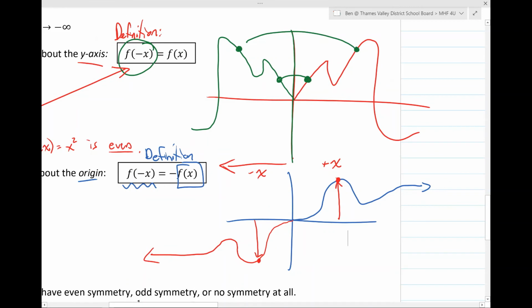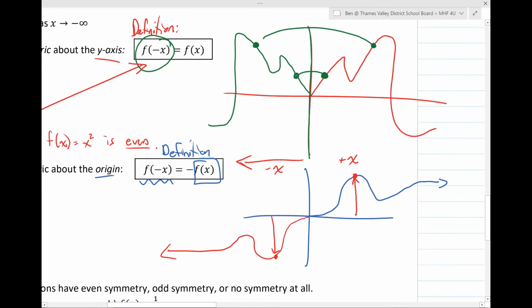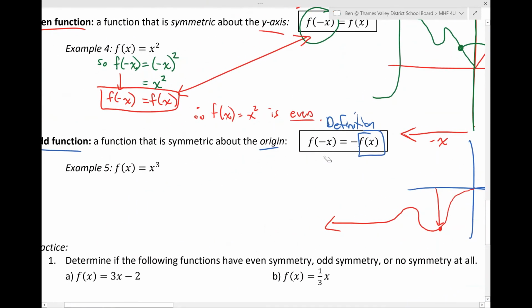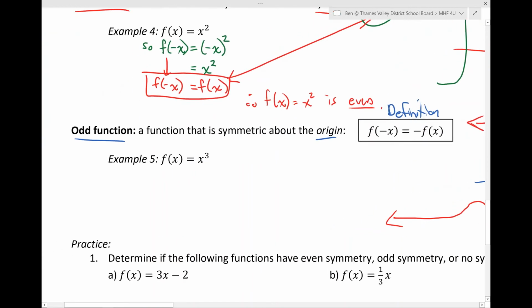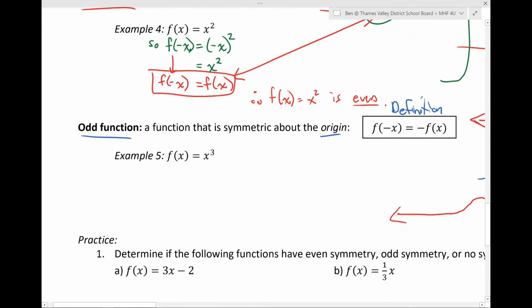So f at negative x, something on this side, equals negative f at x, the version on that side. So we'll try it out. We'll test algebraically to see if we can find a function that is symmetric that way. We'll use the base cubic function, our parent cubic function. In order to check to see if a function is odd, we need to find two things: what negative f at x equals, and f at negative x.